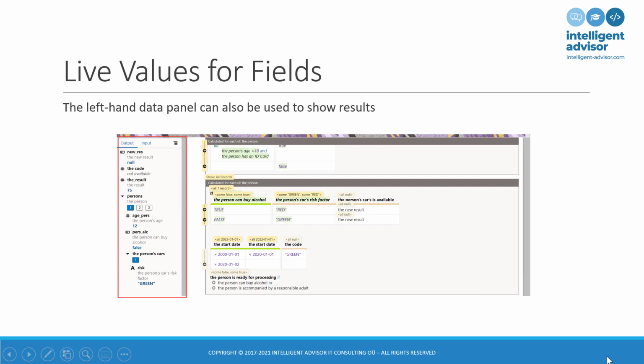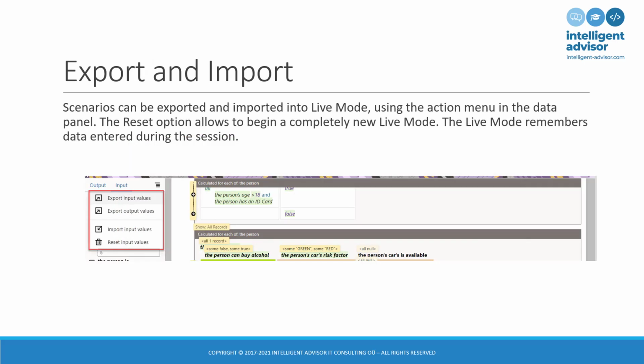The left-hand data panel can, of course, be used to show results. So I can switch to output mode in the live panel on the left, and it gives perhaps a more properties-oriented list of outputs. Just like Oracle Policy Modeling, where we can export a scenario from the debugger, you can export and import scenarios out of and into live mode using the action menu in the data panel. Make sure you use the action menu on the left-hand side.